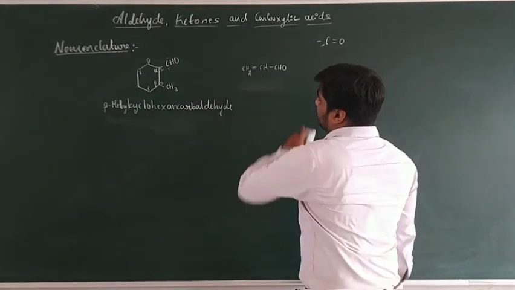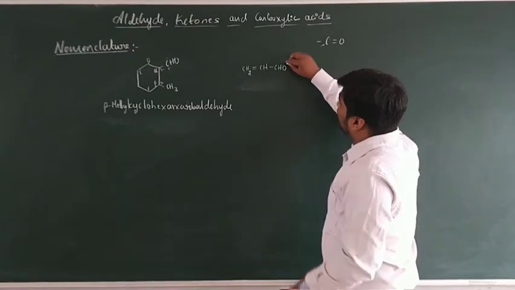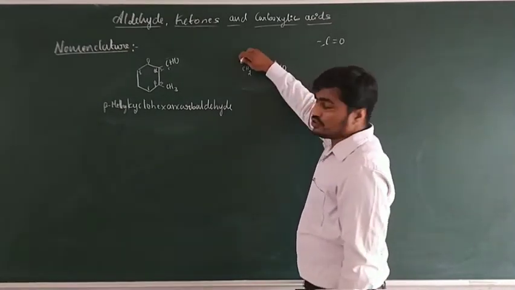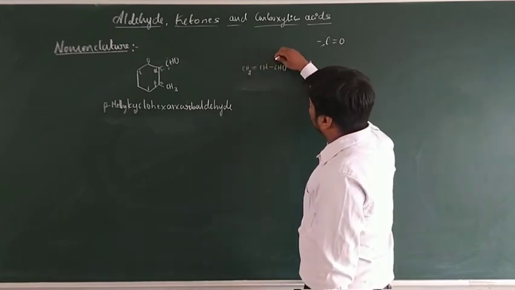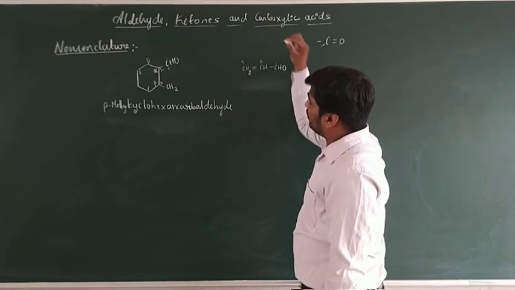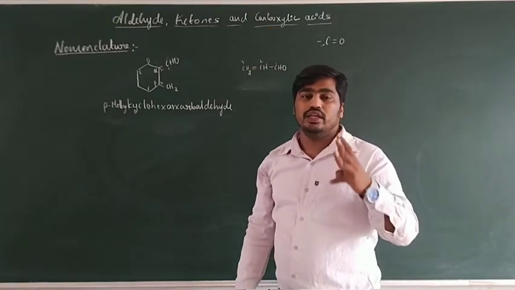In the IUPAC system, how to name this aldehyde compound? Select the long chain. Next, give the numbers: the first carbon, the second carbon, the third carbon. So how many carbons are in the compound? There are 3 carbons in the long chain.